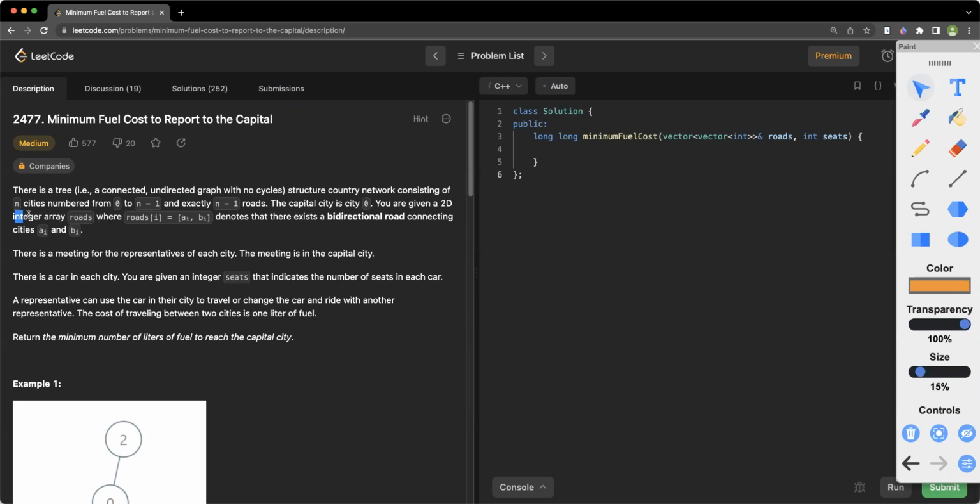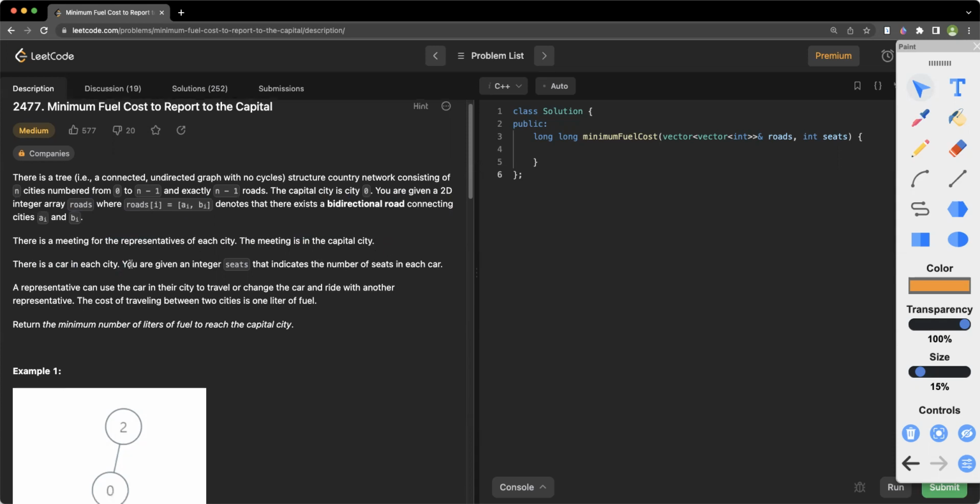You are given a 2D integer array roads where roads[i] equals [ai, bi] denotes there exists a bidirectional road connecting cities ai and bi. There is a meeting for the representatives of each city. The meeting is in the capital city. There is a car in each city. You are given an integer seats that indicates the number of seats in each car. A representative can use the car in their city to travel or change the car and ride with another representative. This is the important point to note. The cost of traveling between two cities is 1 liter of fuel.